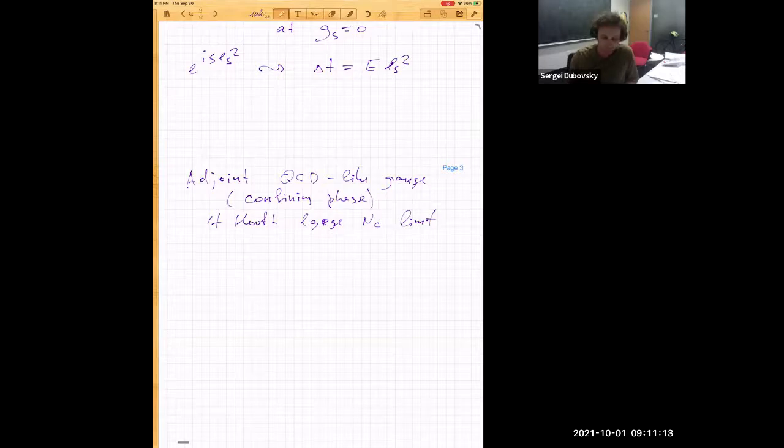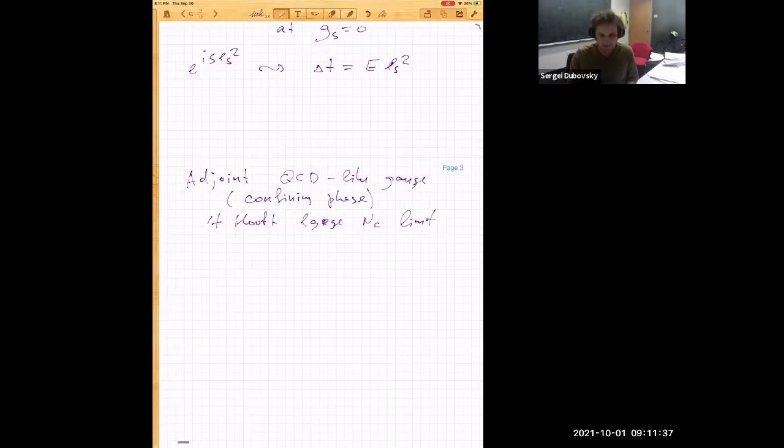But there is still a large class of theories which satisfy this requirement. Again, the prototypical one is just pure glue, but I think N=1 super glue would also be an example, or in general pure glue with some adjoint matter, as long as the number of adjoint fields is not too large, such that the theory doesn't deconfine. That would be such an example.